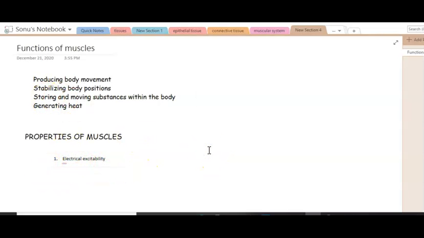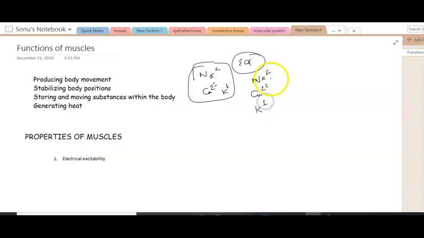So, as I have already discussed in the previous conversation, the stimuli can be either internal or external. In the cell, we have ions like sodium, calcium, and potassium, and we have extracellular fluid. These also have concentrations of sodium, calcium, and potassium.